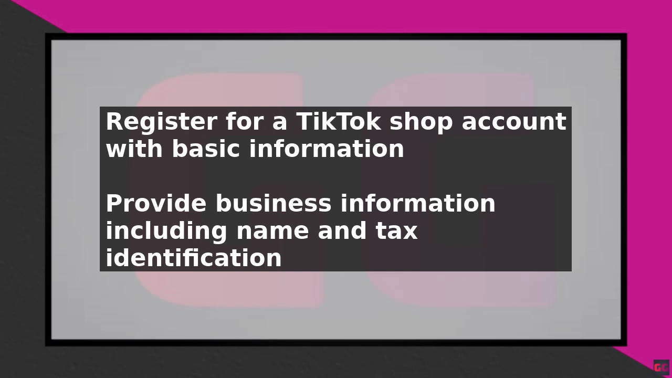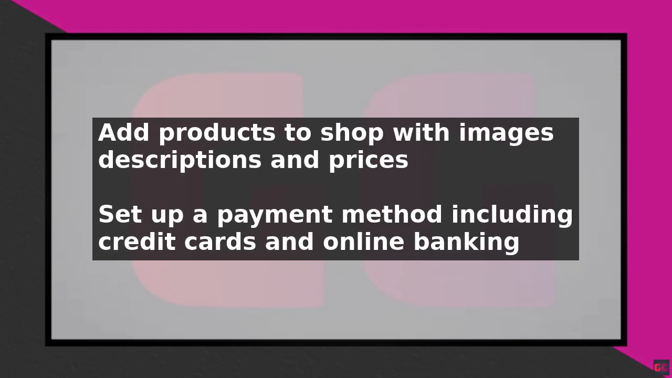Once your account is approved, you can start setting up your TikTok shop by adding products, descriptions, and prices. To add products, go to the seller portal and select the Add Product option. From there, you can upload product images, add product descriptions, and set prices. Make sure to follow TikTok's guidelines and policies when adding products to your shop.